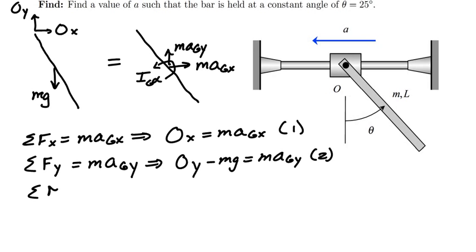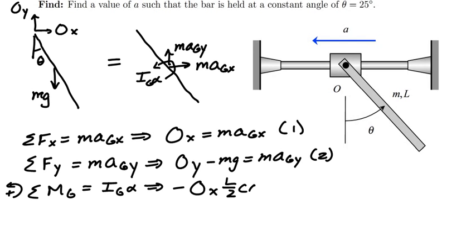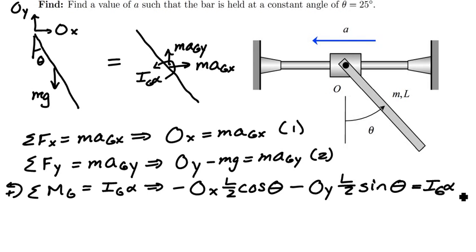I can also sum moments. In this case, I'd want to sum moments about the center of mass and set that equal to I about g times alpha. Noting that this interior angle is the angle theta, I'm going to have a negative moment from Ox, and its moment arm length is L over 2 times the cosine of theta. I'll also have a negative moment created by Oy, and its moment arm will be L over 2 times the sine of theta. That's going to equal I_g times alpha, and we can call that equation 3.